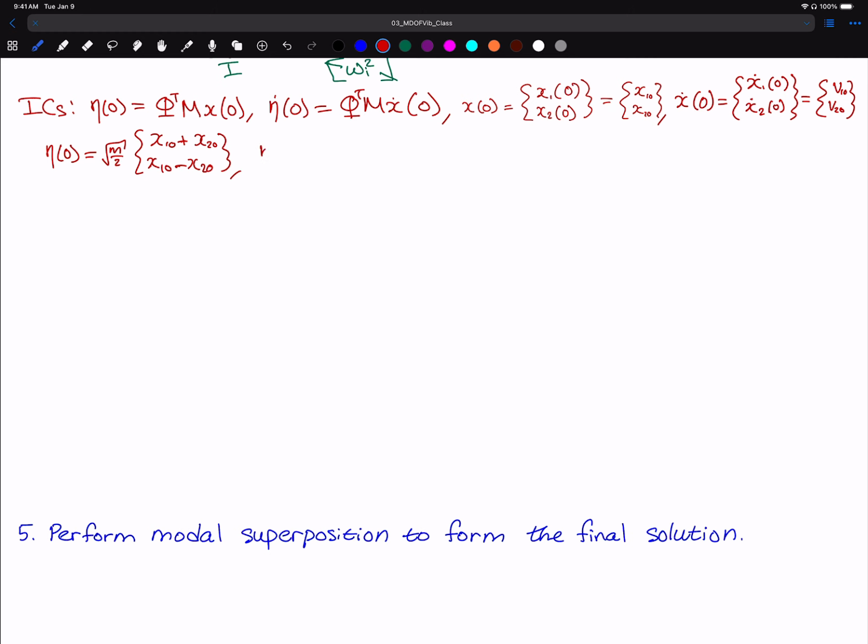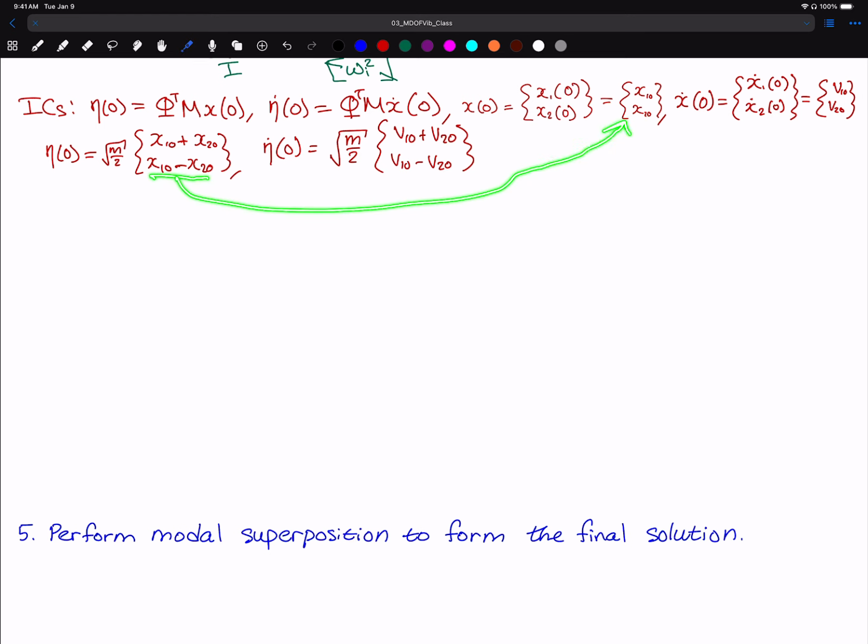We'll get something similar for the modal velocities, or modal speeds. Eta dot of 0 is going to be equal to the square root of m over 2 times the vector v1 0 plus v2 0 in the numerator, and then below that we're going to get v1 0 minus v2 0. And again, these values are coming from our initial conditions that we listed up here for the physical coordinates.